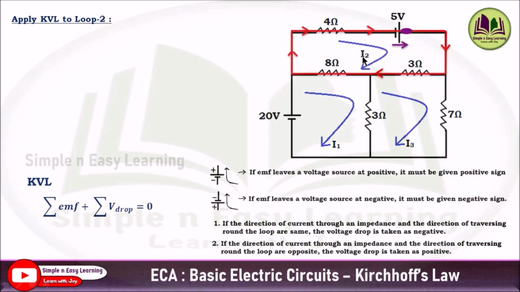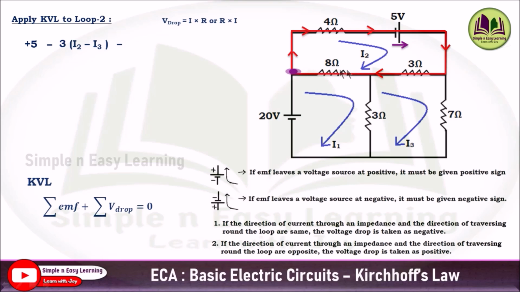In this loop 2, we are going to apply KVL. First, summation of EMF: one voltage source is there, and the direction is towards the right hand side. That means the EMF leaves the voltage source at the positive terminal, so it must be given a positive sign. So plus 5. And there are 3 resistances, 3 ohm, 8 ohm and 4 ohm, across which we will have a drop. The direction of current flowing through this 3 ohm resistor and the direction of traversing round the loop are both the same, so we need to put minus 3 into I2 minus I3, since I2 is the main current and the opposing current is I3.